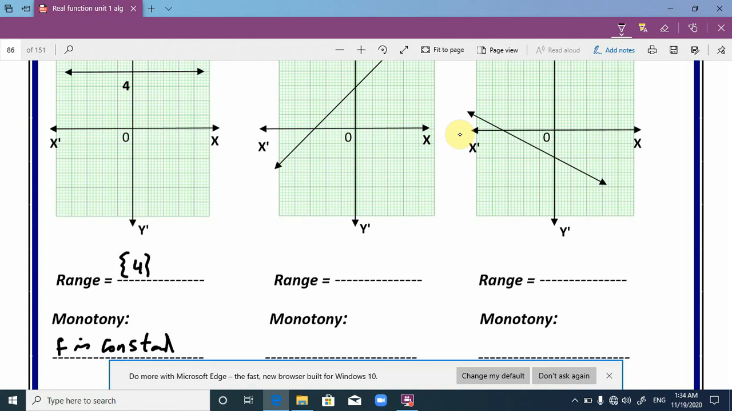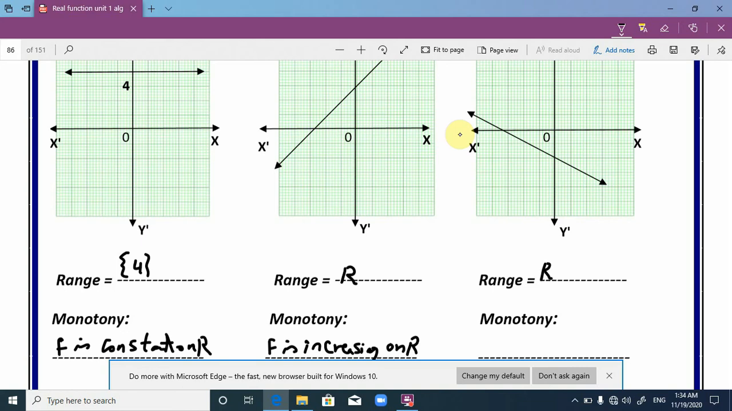Constant where? On R. The range equals R, from -infinity to infinity. And the monotony, here it is increasing. Increasing on R. The range here, from -infinity to infinity, equals R.